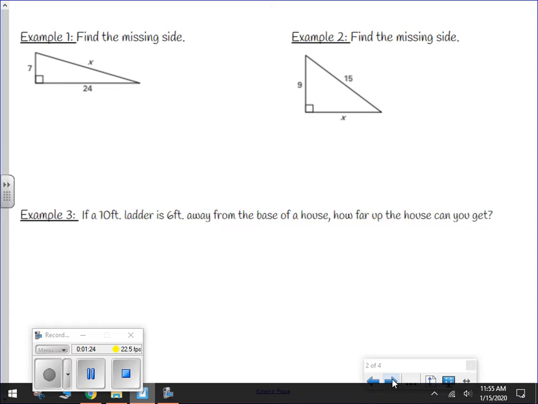I'm going to have you pause the video and do the next three examples, but before you do that, on example 2, I have a typo. It's supposed to be 4x, not just x. So go ahead and pause the video and try the first three examples.